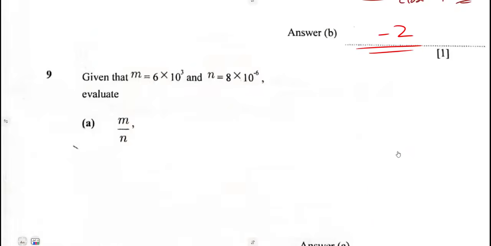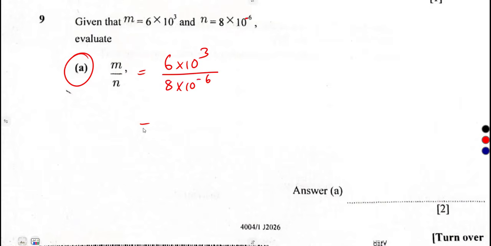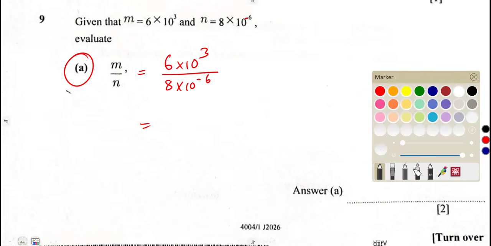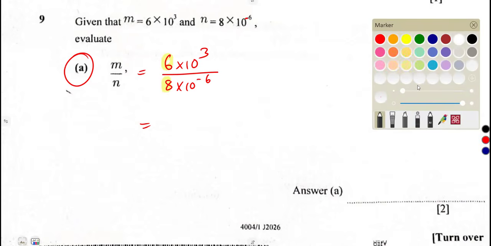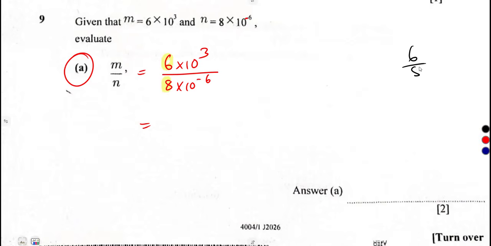Then number 9, given this, m over n is our standard form. Simply divide m, 6 times 10 to the exponent of 3, over n, this is a negative here, so that's 8 times 10 to the exponent of negative 6. Divide the numbers separately, 6 and 8. So 6 divided by 8. This one is direct, guys. That's 3 over 4, which is 0.75. Remember your decimals.